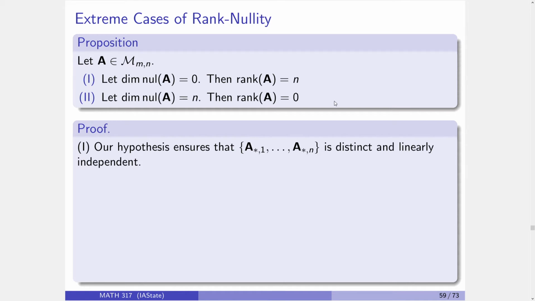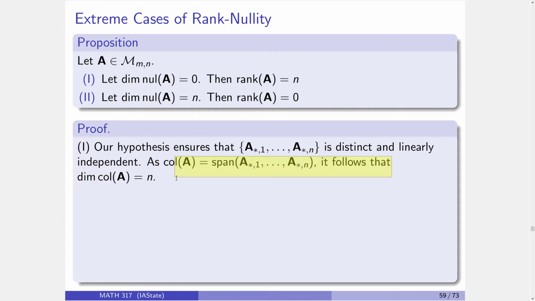Right, and this is, again, super easy, right? Because if the null space is 0, we just proved that means the columns are distinct and linearly independent. The column space is spanned by those things, and since that is a distinct and linearly independent set, that means this actually forms a basis for the column space. It will always span the column space, but if we don't know these are distinct or linearly independent, we cannot conclude this.